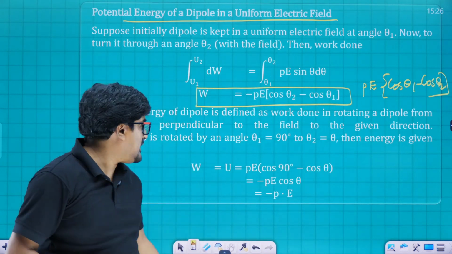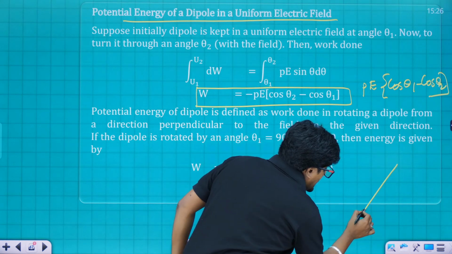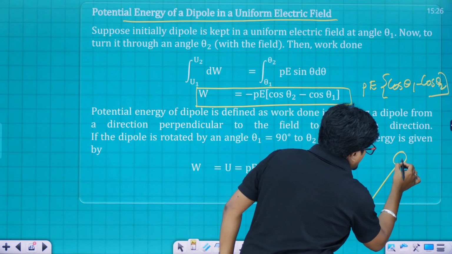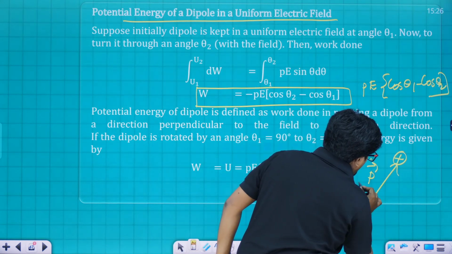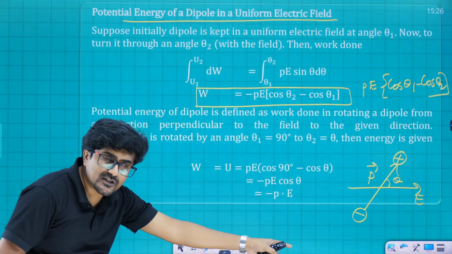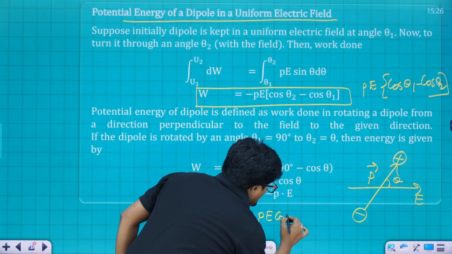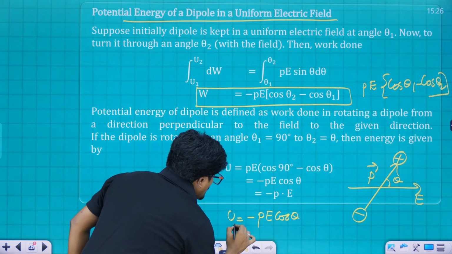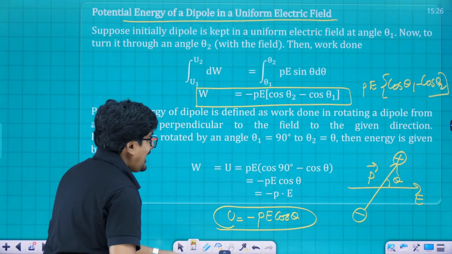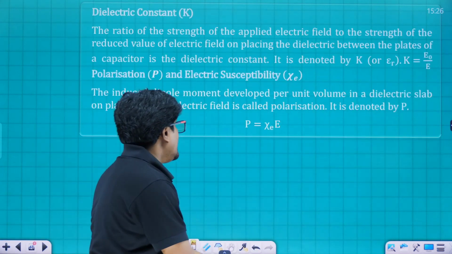And what about the electrostatic potential energy of a dipole that is kept at an angle theta? I repeat, for a dipole kept at an angle theta, with dipole moment P, electric field E, and angle theta, the energy of this dipole is going to be minus PE cos theta. That is the electrostatic potential energy associated with an electric dipole kept at an angle theta with respect to the electric field.